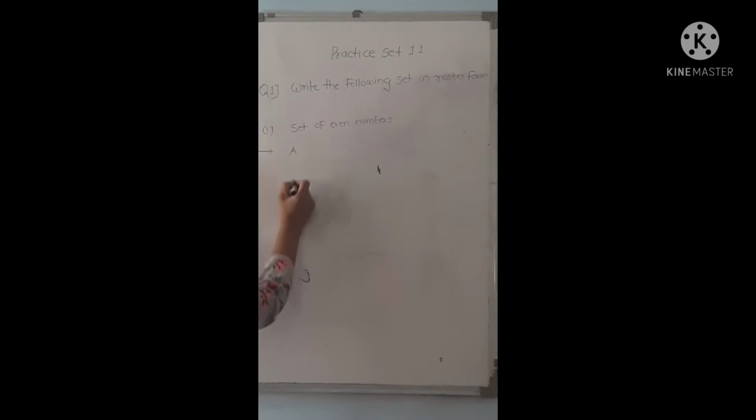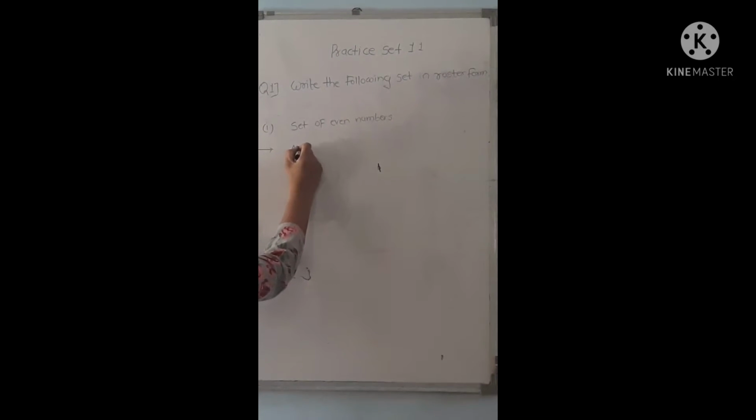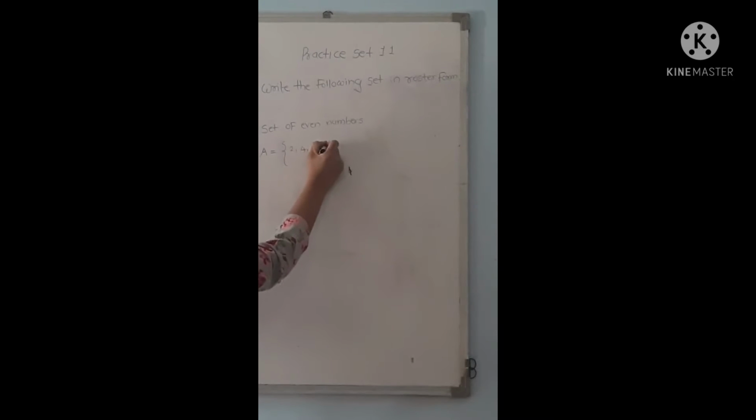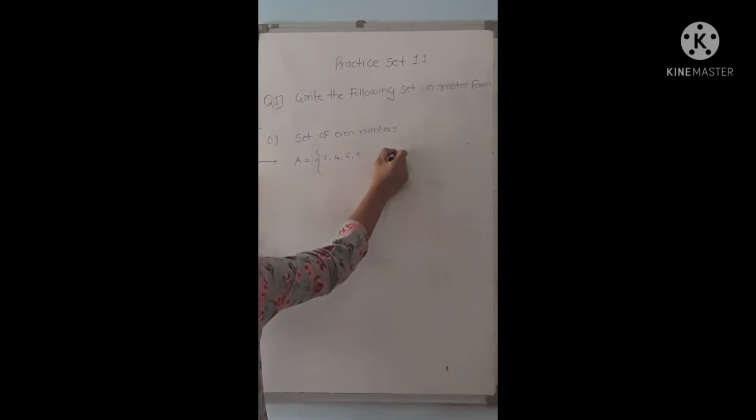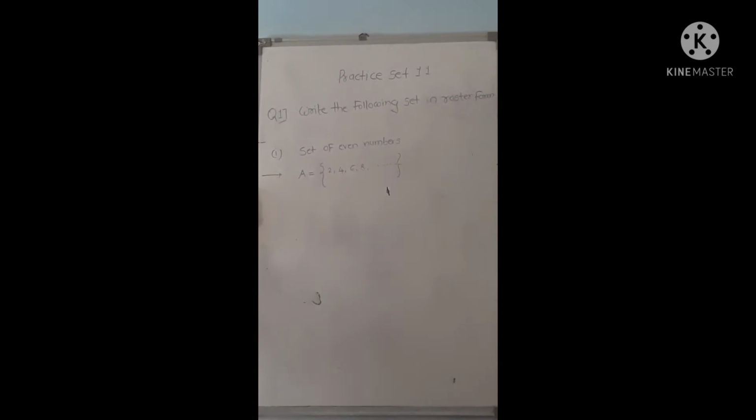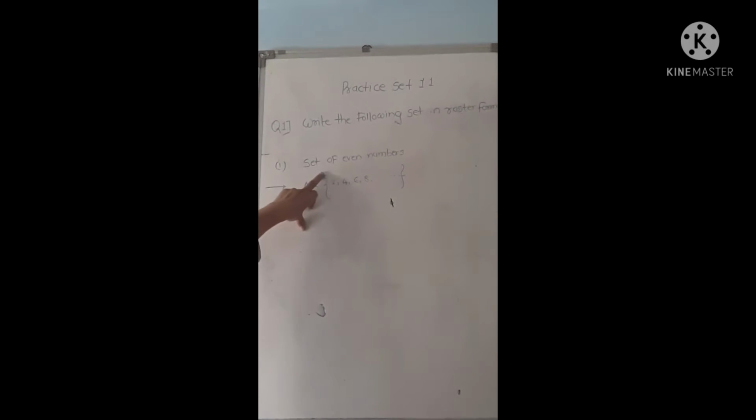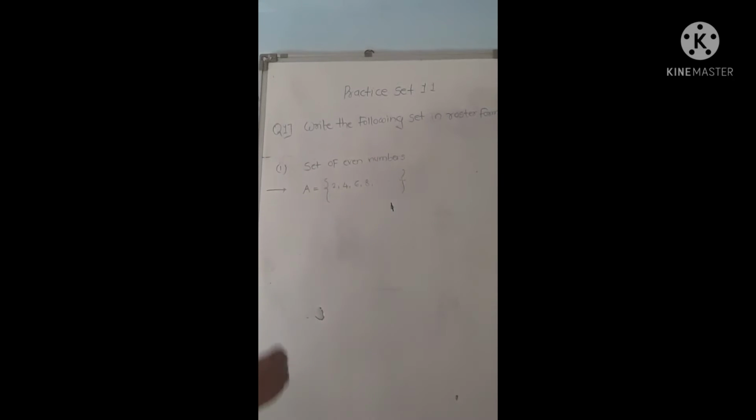Suppose this is the A set. Set of even numbers means 2, 4, 6, 8, and so on, up to infinity. So this is the set of even numbers in roster form.